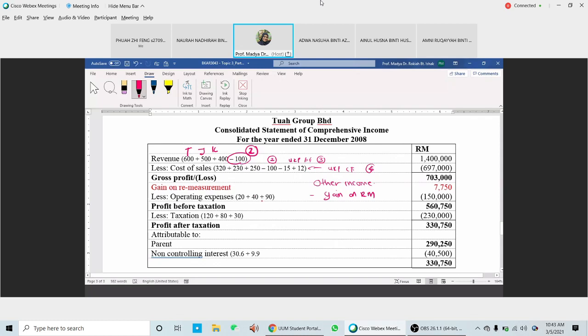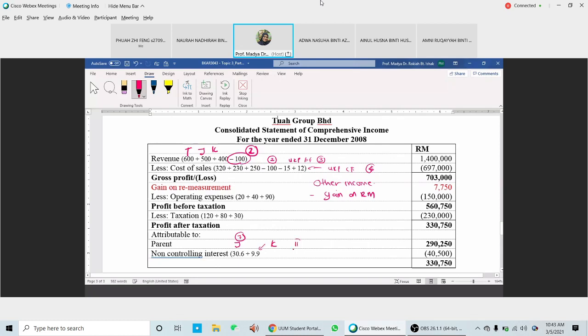To NCI, 30.6. This 30.6 is the amount that you allocate from Cepat, which is journal entry number 7. And then this is the amount allocated to NCI from Kasturi, which is journal entry number 11. You can refer to that. 30.6 is the profit from Cepat, and this one is the profit from Kasturi, so you have 4,500. So 330,750 minus this figure, the amount left to parents will be 290,254. So that is your income statement.